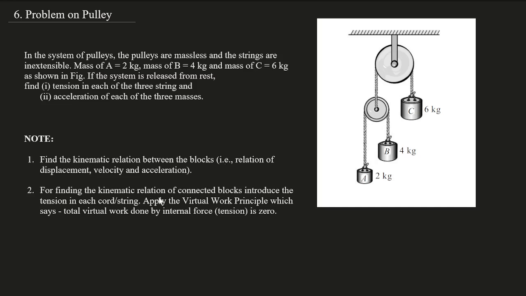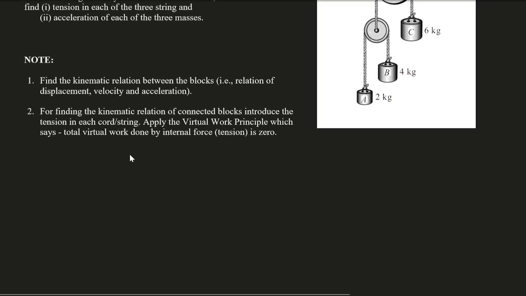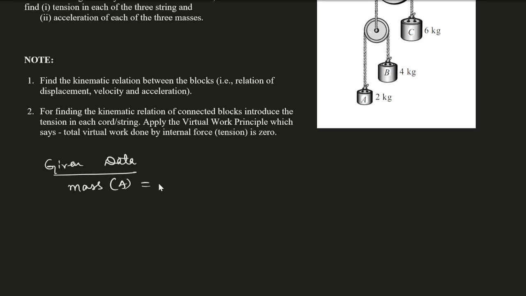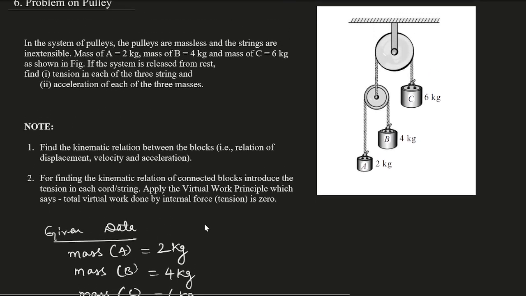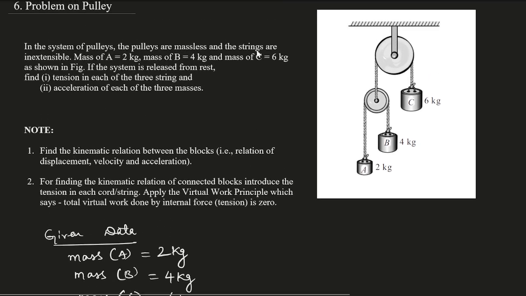So first of all, I'll write down the given data. Given data. Here mass A equal to 2 kg, mass B equal to 4 kg and mass C equal to 6 kg. Okay. Now we have to frame the kinematic relation. To frame the kinematic relation, we are going to introduce the tension.